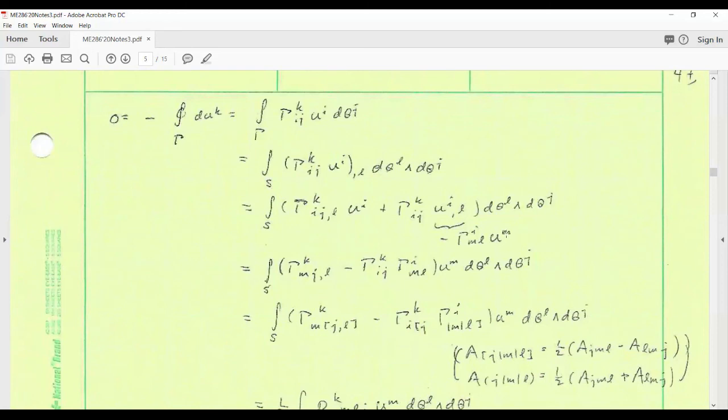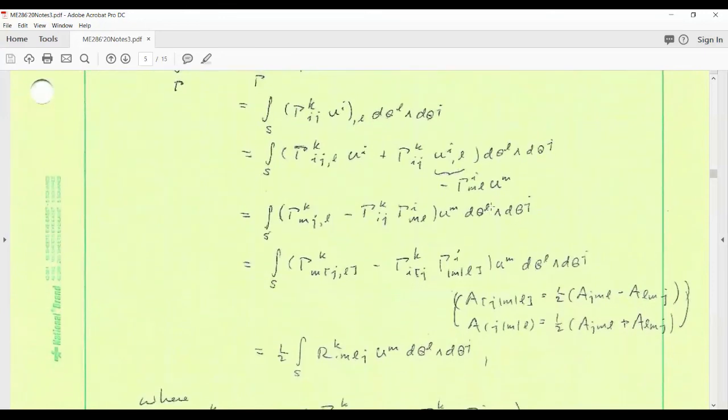Let's see, I have a U super M here and a U super I here, so why don't I change the summation index here from I to M? I'll just call it M, so that I can factor out the U^M from both terms. And I get this integrated with respect to this wedge product.